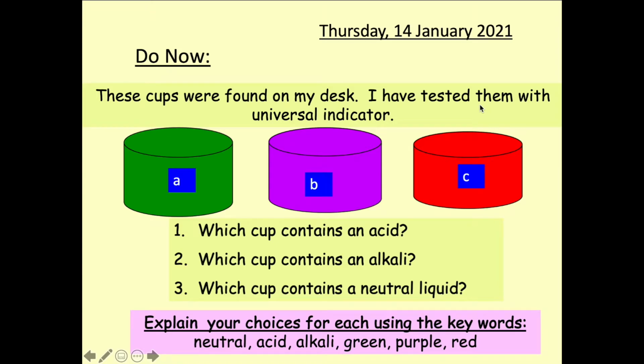This is our next lesson on the reactions between metals and acids. For your Do Now task, please consider these three cups and the following questions. Which cup contains an acid, which is an alkali, and which is a neutral liquid? Explain your reasons for your choices for each of those questions. I've given you some keywords in that pink purple box to support your answer. Pause the video whilst you have a go at those.